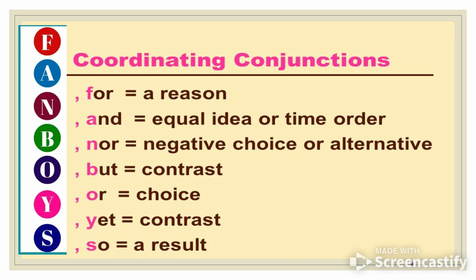Now, what is the purpose of using these words? For example, when do you need to use the word for? When do you need to use the word and? There's a purpose behind it. For example, the word for is usually used when we are stating a reason. And is used when we are talking about equal idea or time order. Nor is used when we're talking about negative choice or alternative. But is used to show contrast or to show any kind of choice or alternative, yet to show a contrast, and so to show a result.